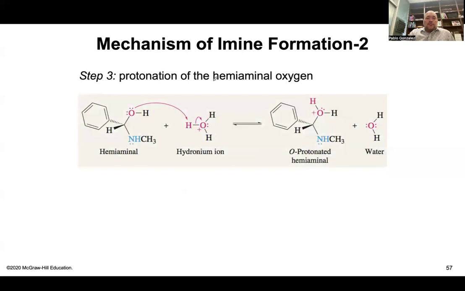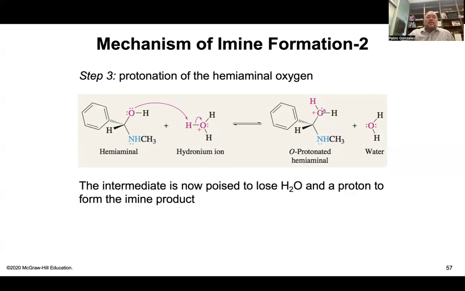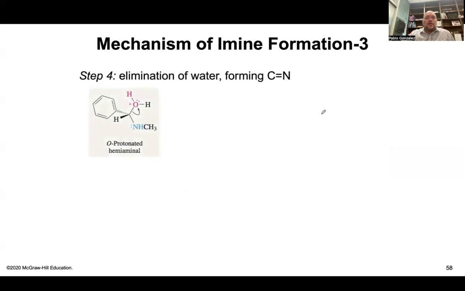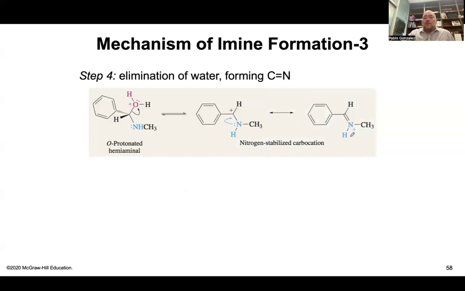Then the protonation of the hemiaminal oxygen. Okay, we can protonate this, creating a water, which is an excellent leaving group once again. And the intermediate is now poised to lose water and a proton to form the imine product. So the elimination of water, okay, we remove water, then this lone pair of electrons is going to create a double bond of carbon-nitrogen, and then we remove the atom of hydrogen to produce the imine.